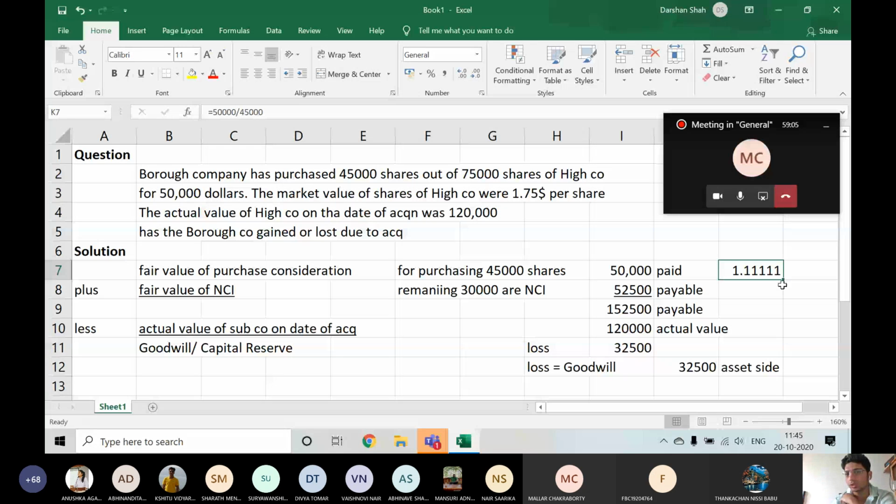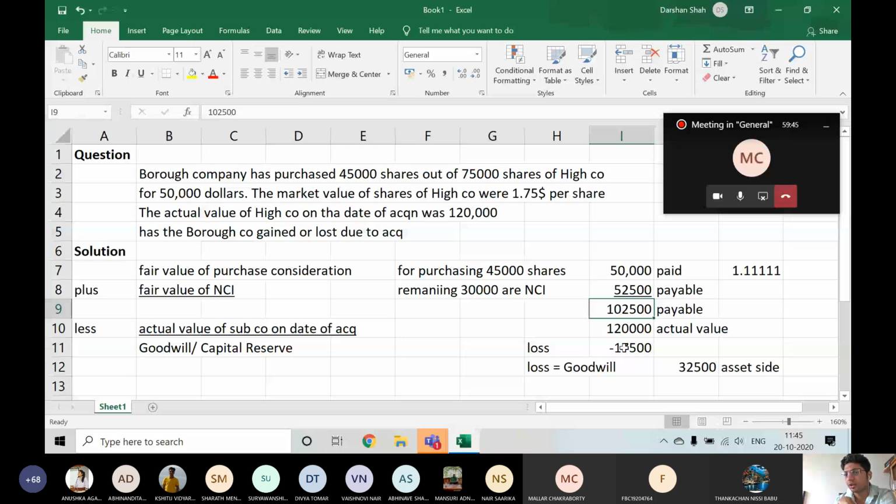Now see what happens. The total will be 1,02,500, right? Because for the remaining 30,000 shares, I'll show them in the balance sheet at current market value. So the actual payment is 50,000, and for NCI it is 52,500. So the total amount is 1,02,500. And the value of your subsidiary company on the date of acquisition was 1,20,000. So the company whose value is 1,20,000, I have paid only 1,02,500.